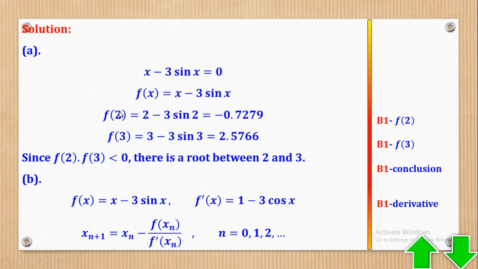So you can pick either 2.1 or 2.2. If it was closer to 3, you would pick either 2.8 or 2.9. So in this case it is closer to 2, so we shall pick either 2.1 or 2.2. So any of the two is okay. That is when they don't specify the method to use.